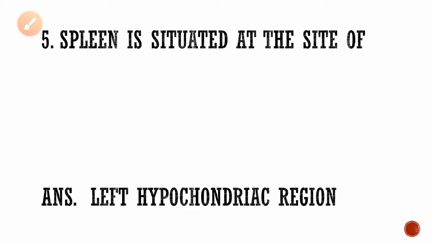Next, fifth question. Spleen is situated at the site of. We all know that the abdomen is divided into 9 regions. Under which region is the spleen located? We all know the spleen will be at the ribs, on the left side, so that is the left hypochondriac region.